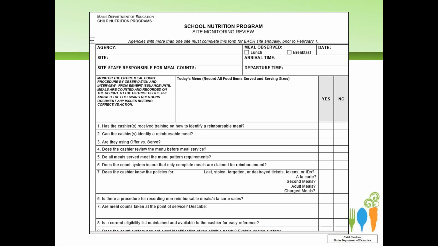You are not required to use this version, but must ensure you have a process and form for monitoring the meal counting and claiming process. The form includes instructions on the top for ease of use.